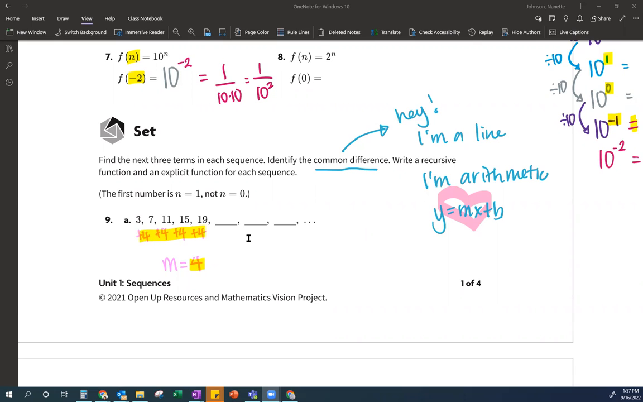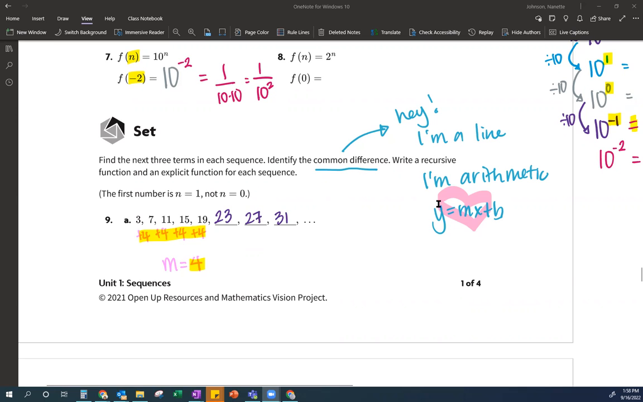So 19 plus 4 is 23. 23 plus 4 is 27, and 27 plus 4 is 31. Okay, so there are my next three terms. Boom, boom, boom. So I did this, check. I did this, check. Now it says to write a recursive function.